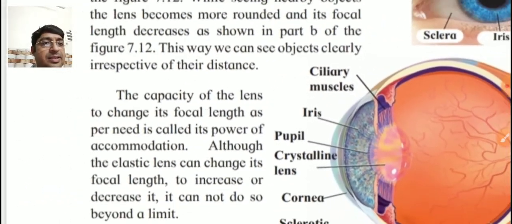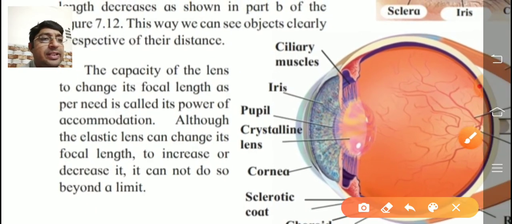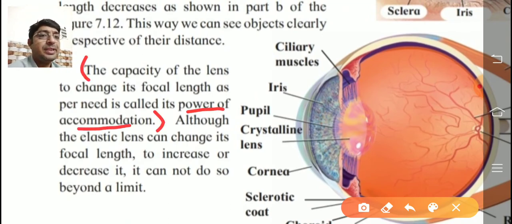Now, the next point is given here. What is meant by power of accommodation? Mark the definition. Mark the meaning. The capacity of the lens to change its focal length as per need is called power of accommodation. Although the elastic lens can change its focal length to increase or decrease it, it cannot do so beyond a limit.